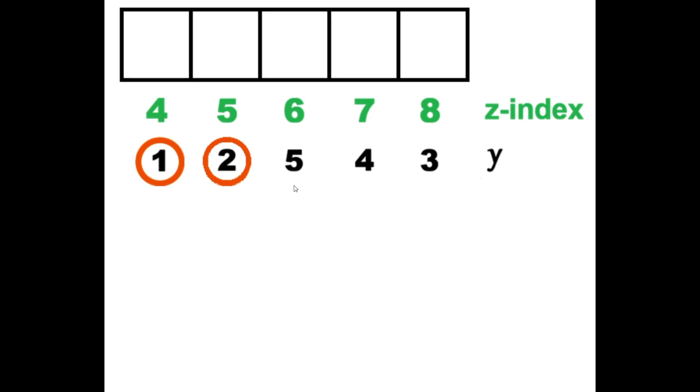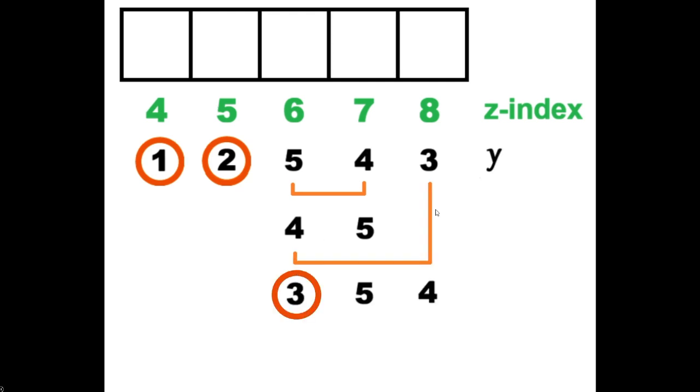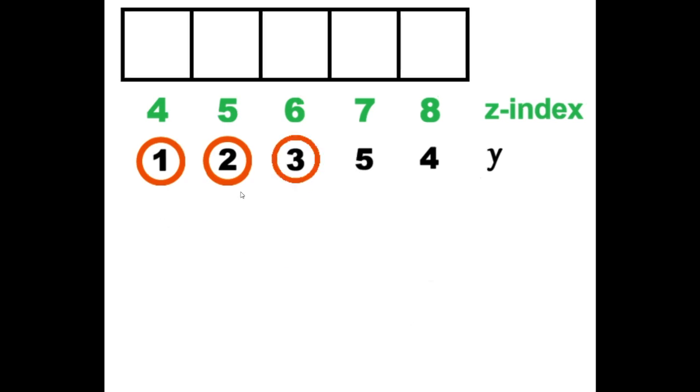And we start off first with the leftmost after 2. Is 5 lower than 4? 4 is lower than 5. So we need to put 4 here and 5 here. And then check the next number. Is 4 lower than 3? 3 is lower than 4. That's why we need to swap the 2. 3 should be put here and 4 there. 1, 2, 3 are all right. They have the correct z-index values already.